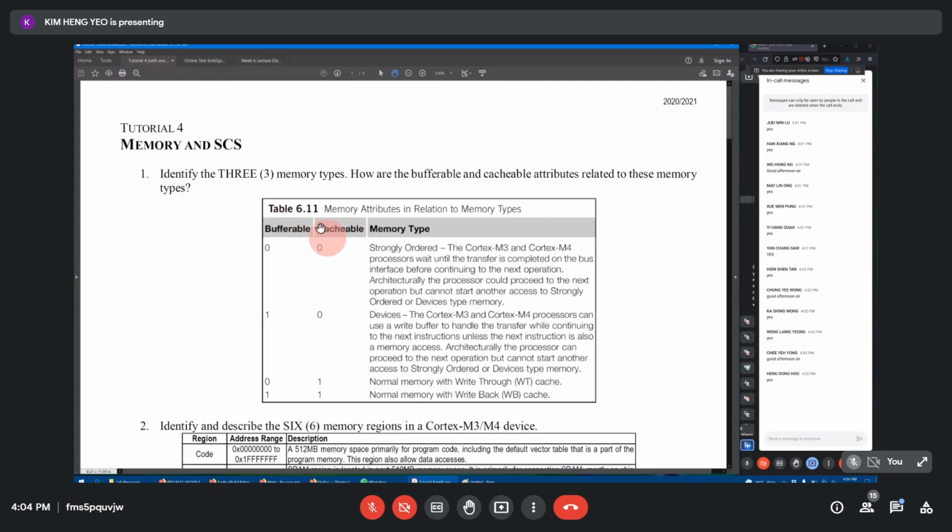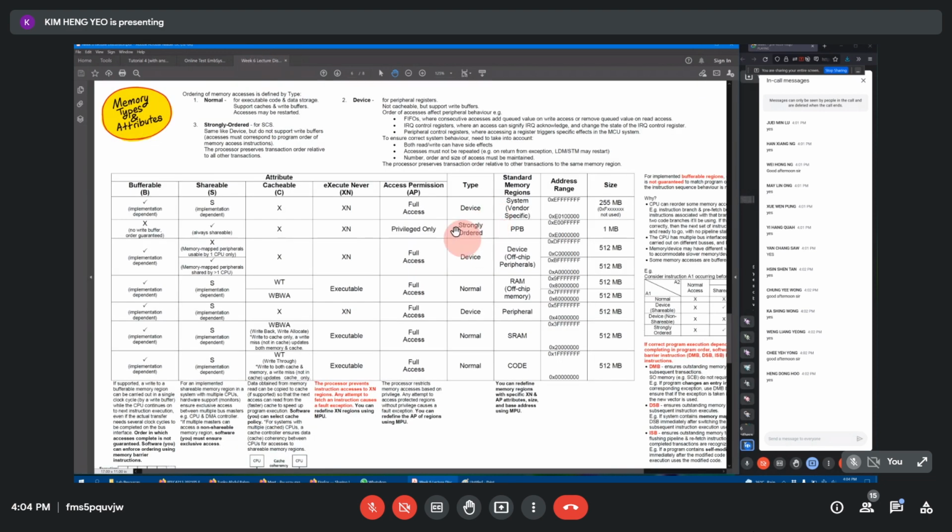just the bufferable and cacheable attributes. So for example, strongly ordered is non-bufferable, non-cacheable. Because the strongly ordered memory type is your system region. All your system control registers are here. So the registers for your NVIC, SysTick timer, and memory protection unit are all strongly ordered.